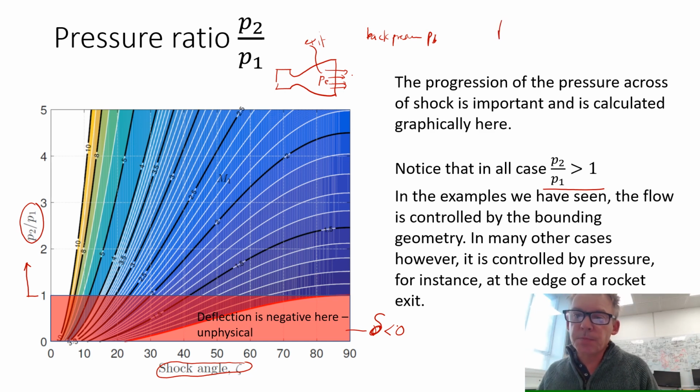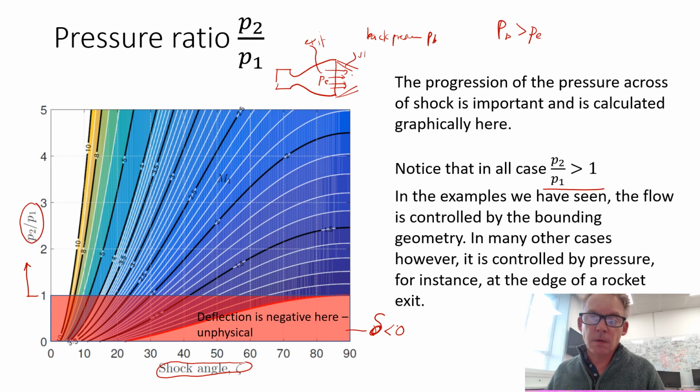In this particular case, the back pressure PB is usually bigger than the exit pressure, and the only way for the pressure to increase up to that value is through an oblique shock. And in this particular case, the pressure is lower than we need, and this is what we call overexpanded. The flow has been expanded too much.